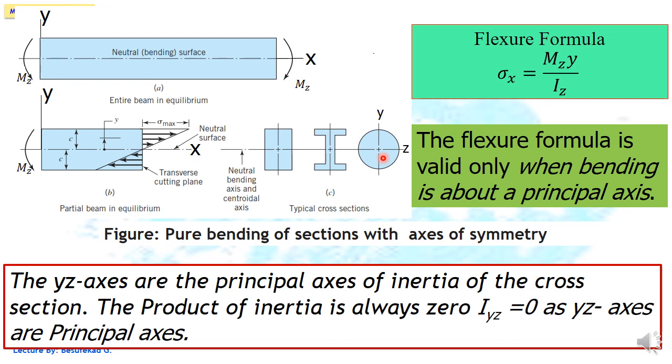How does a couple Mz acting along the z direction create a stress along x? Well, clearly, if you try to bend a beam like this, then the stress direction is going to be along the x direction. So the couple is acting about the z axis.